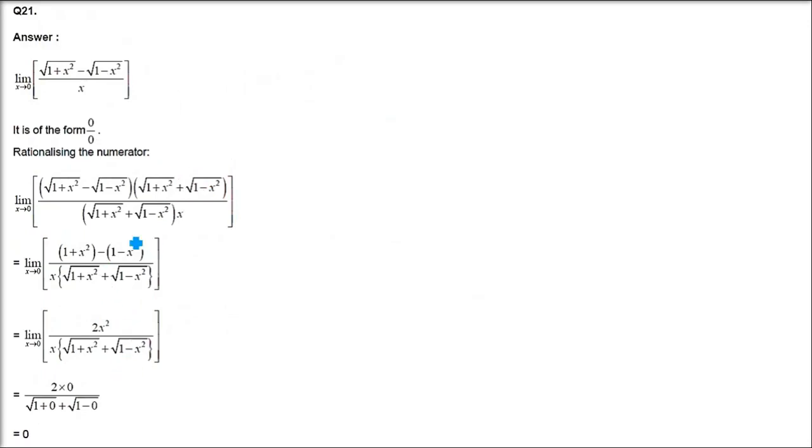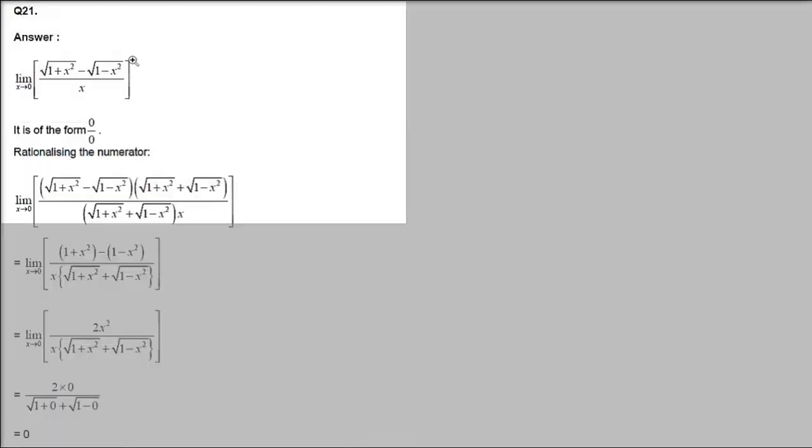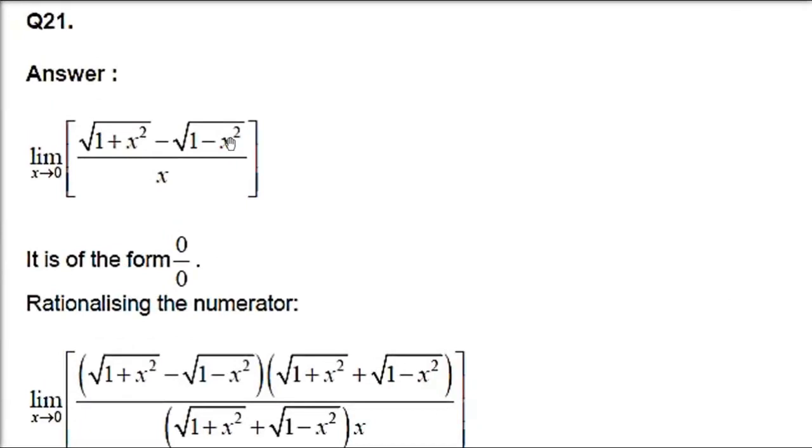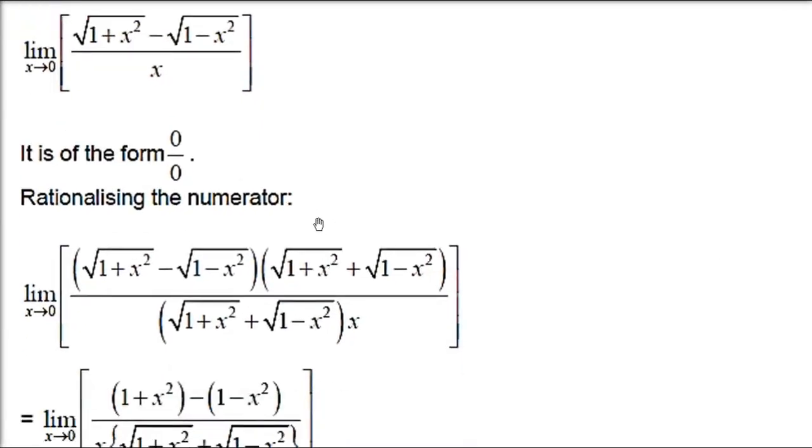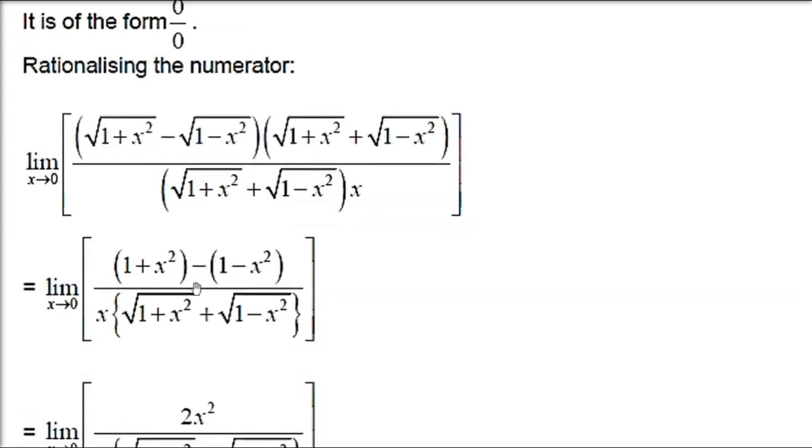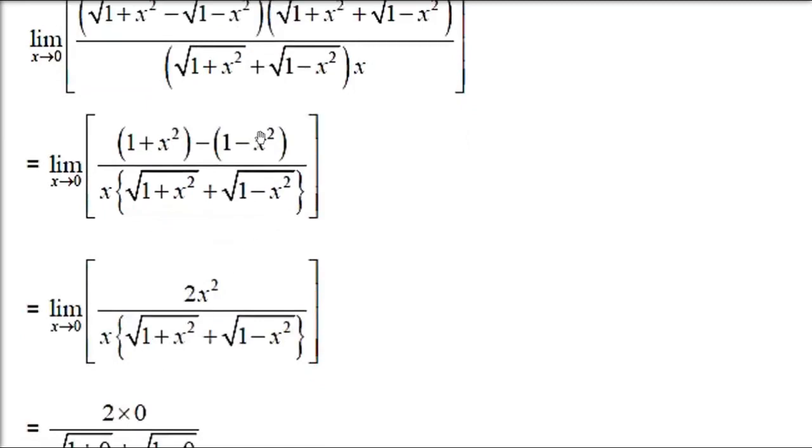Now the question number 21. Same thing you have to do. Under root 1 plus x square minus under root 1 minus x square. So multiply with the conjugate. So under root 1 plus x square plus under root 1 minus x square, numerator and denominator. So it will be a square minus b square. So this 1 plus x square minus 1 minus x square will come. So this 1 gets cancelled. You have 2x square, and x is already there in the denominator.